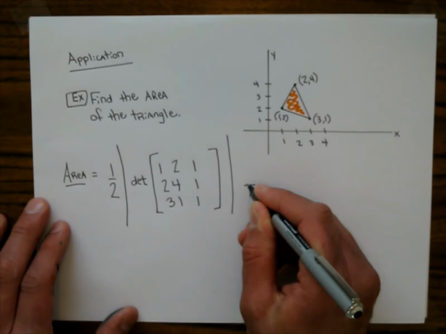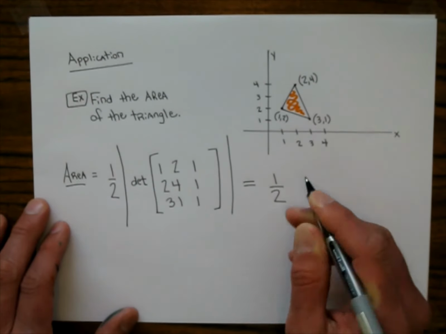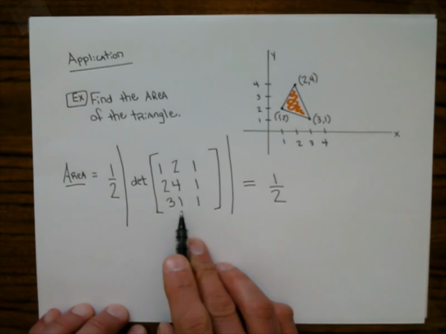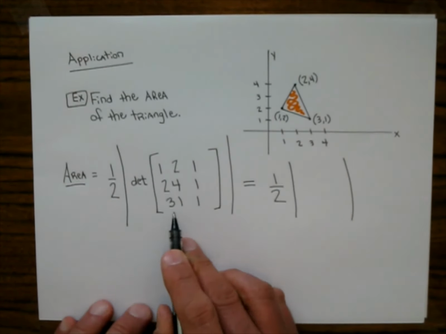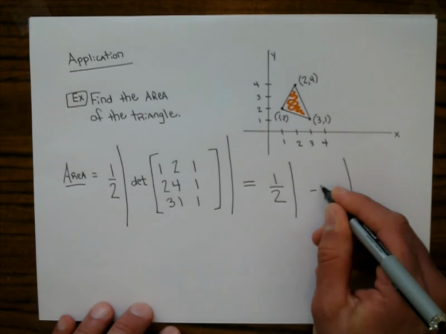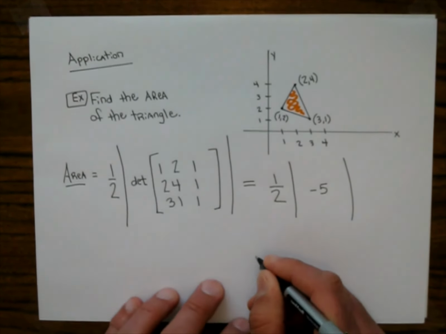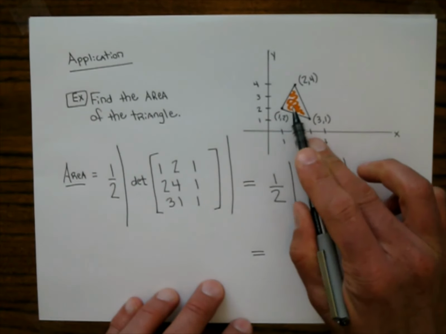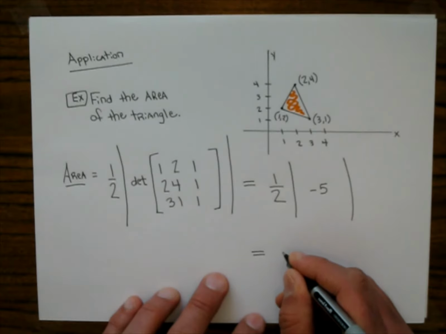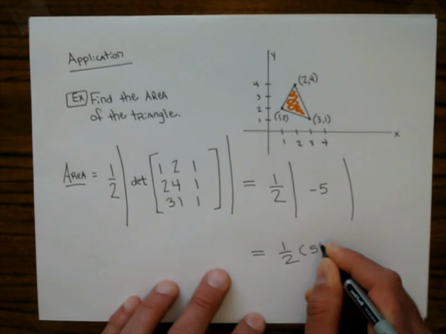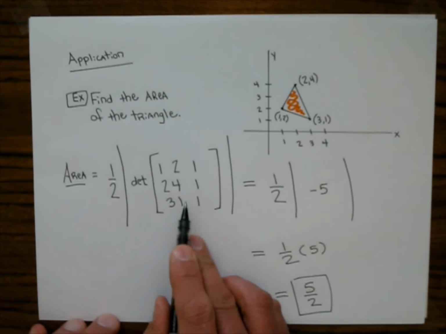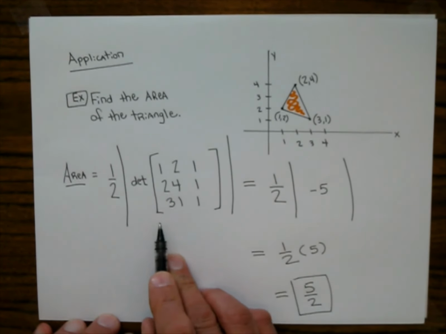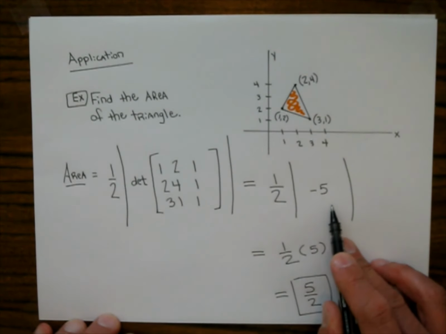And so when you do this, because this is just an application, you can do this determinant on your own. You should probably see if you can figure this out. You take the determinant, you will get -5. So it looks like the area of that triangle there is 1/2 times 5, because the absolute value of -5 is 5. The area is 5/2. Okay, and I'm leaving it up to you to verify that the determinant of that matrix there is -5.